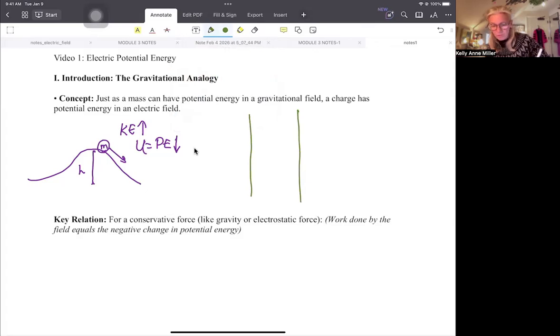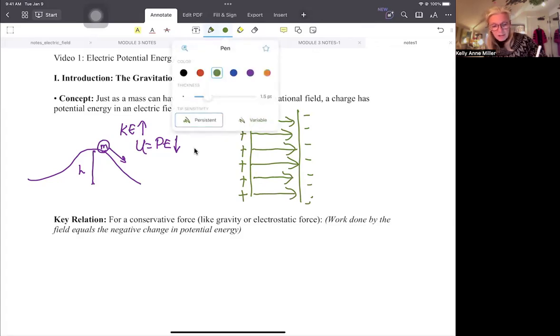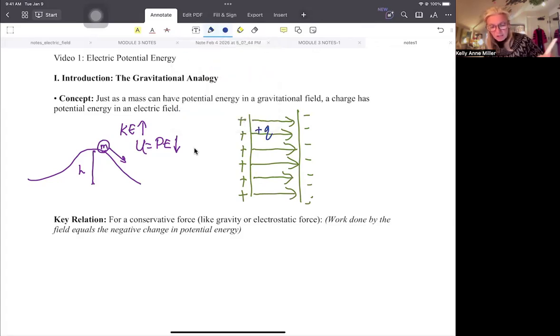Let's say we have a uniform electric field, like a charged plate situation where we have two plates that are oppositely charged, and you know from the preceding weeks that the field in between those two plates would be uniform. It would be pointing from the positive charge to the negative charge. If I put a plus Q charge in that uniform electric field, that charge would accelerate from the positive plate to the negative plate. And as it accelerates, its kinetic energy would increase and its potential energy would decrease.